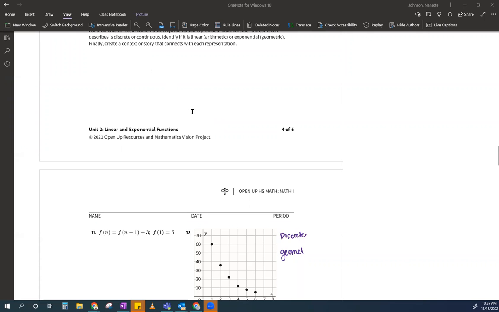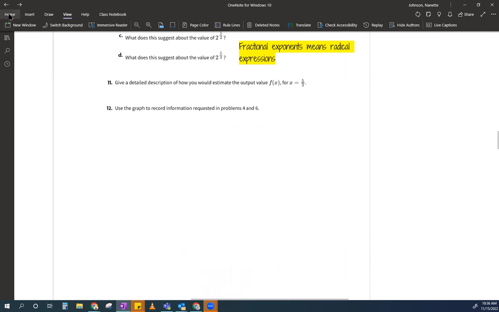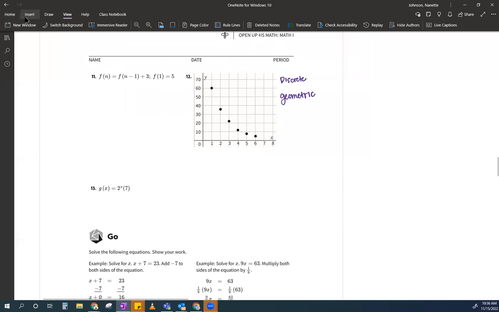Okay, and then create a story. So they want me to create a story where after 1, it's 60, and after 2, it looks like it's like 38, and after 3, it looks like 22, and it's getting smaller and smaller. I like my random context, so I'm just going to go with a random context here. And this is 15. All right, so here's my random context.